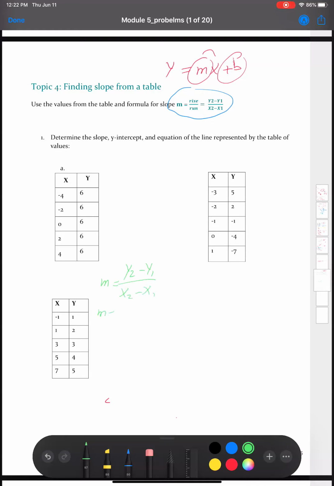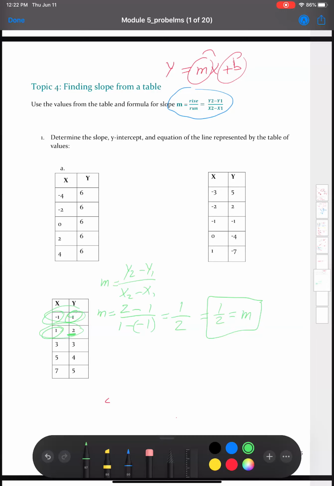So let's pick these 2 points. M is equal to y2, which is 2, minus y1, which is 1, divided by x2, which is 1, minus x1, which is -1. So that's equal to 2 minus 1, which is 1, and 1 plus 1 is 2. So our slope is 1/2. That is our slope.